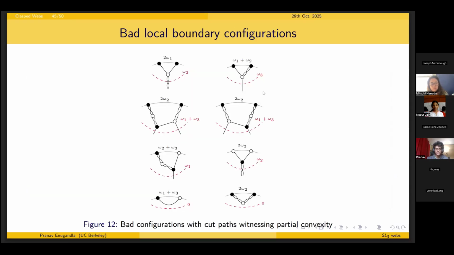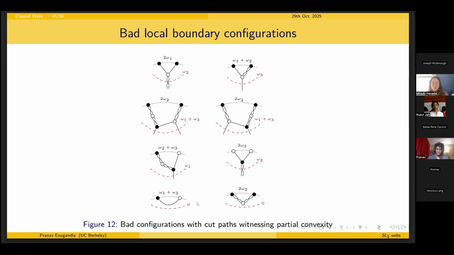And the list of bad local boundary configurations is, so I have these 8 configurations, which look kind of ill-motivated, but if you look at the bottom left thing, this is precisely the U-turn that Kuperberg had. And Kuperberg said that if you have a U-turn within an SL3 web, this is bad. The same thing is true for SL4, but there are these extra flavors of bad local boundary configurations. And if you look, all of them have this cut path, which I've drawn in this red dashed line, which intersects too few edges.